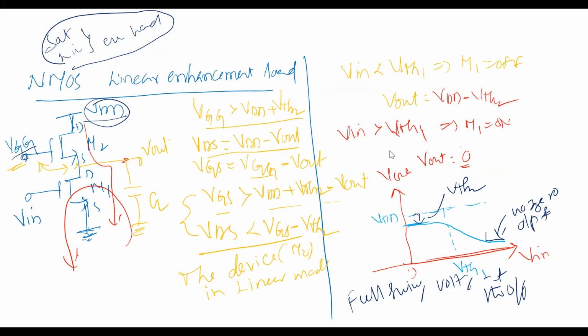Okay. Roll number 6, Venkat, 9. So what is the disadvantage of the linear enhancement load NMOS inverter compared to the saturated enhancement load NMOS inverter?